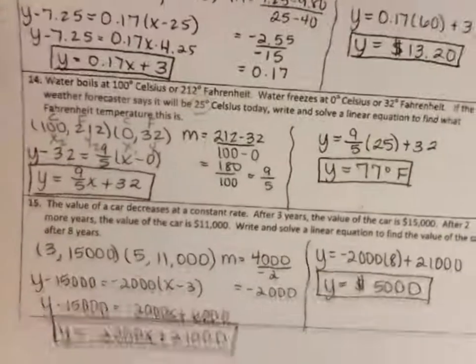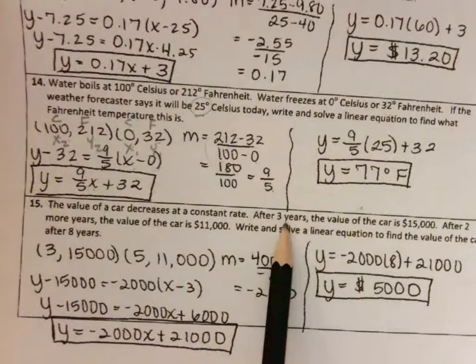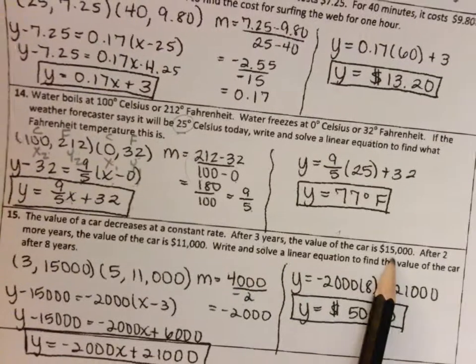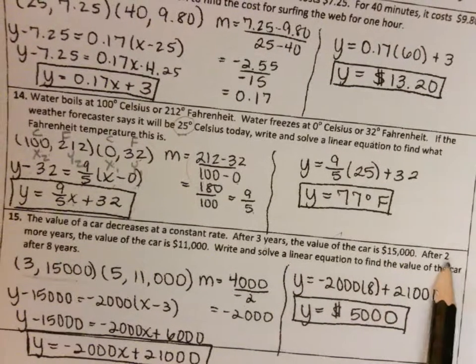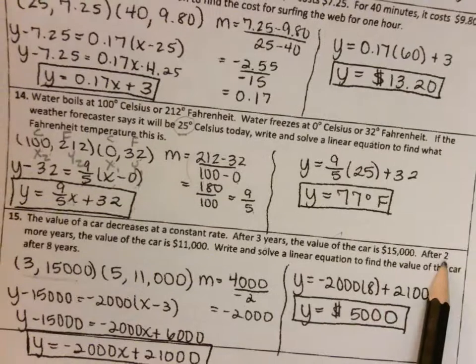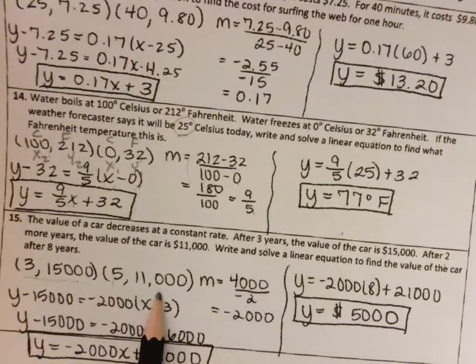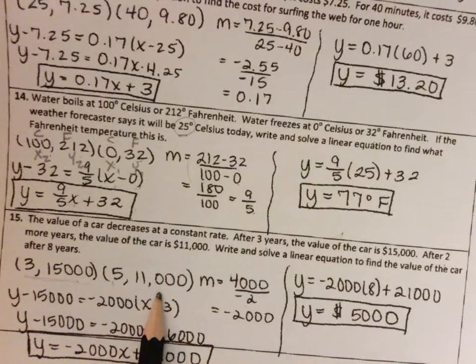In the next problem, we have 2 points that indicate our car value. So after 3 years, our car value is $15,000. That's one of my points. And after 2 more years, which would be a total of 5 years, my car has depreciated to $11,000. So I need to find my slope.